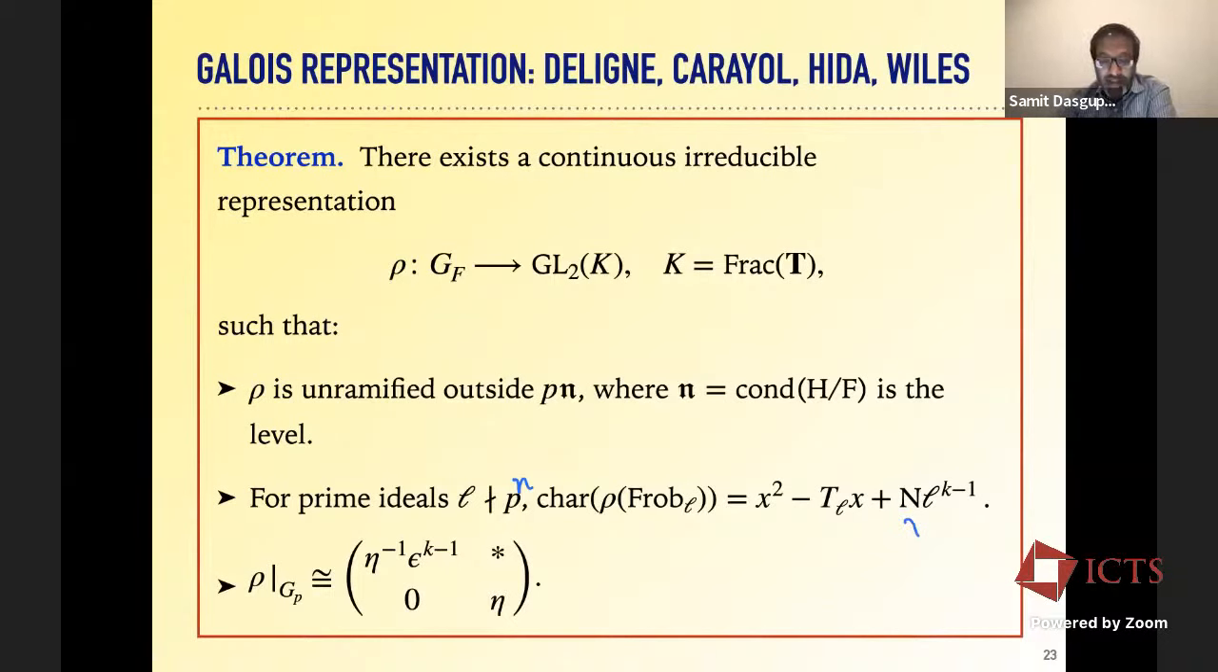Okay, and then an important property of these Galois representations is that you have control over the local representation. So the restriction to the decomposition group at P is upper triangular, okay, with a quotient that's unramified. This eta is unramified, and there's control over what eta at Frobenius at P is.